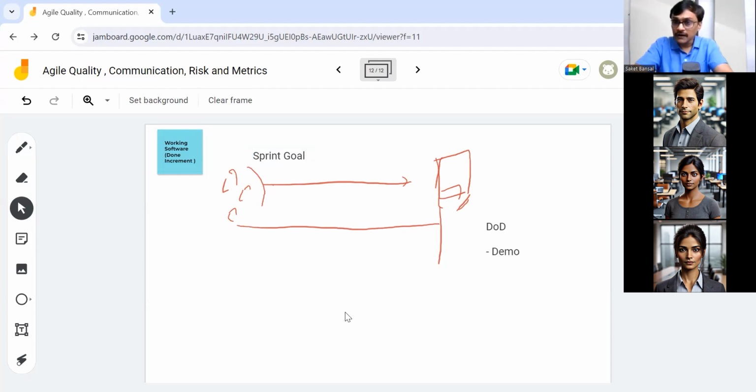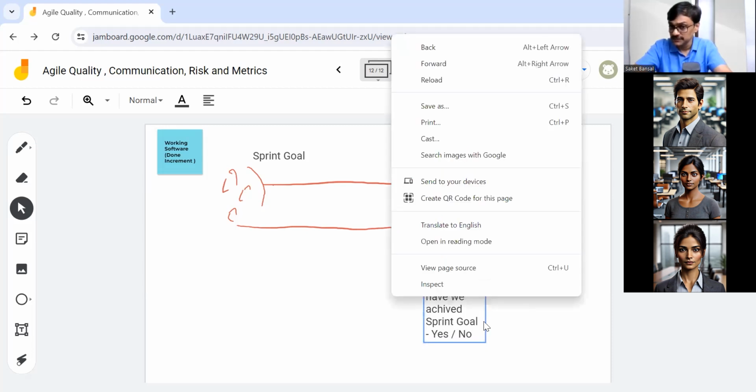Many times, after doing a demo of a working software, people also identify whether we have achieved the sprint goal. So this makes working software a little bit clearer as a matrix. It could be a yes/no matrix only. The sprint goals were achieved or not achieved. So working software was satisfactory or not satisfactory.